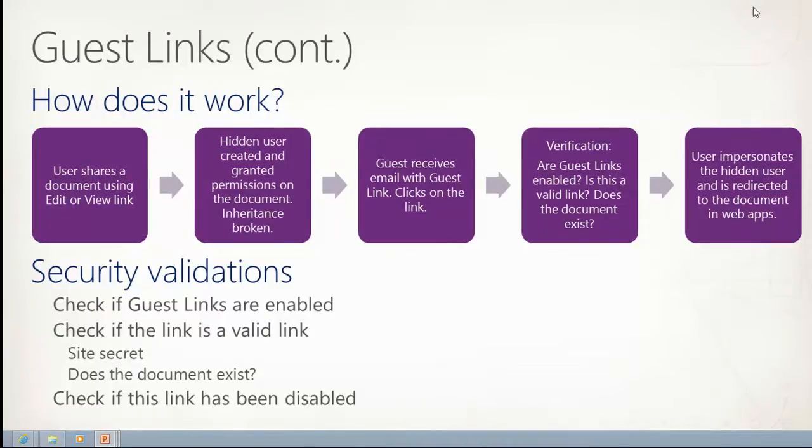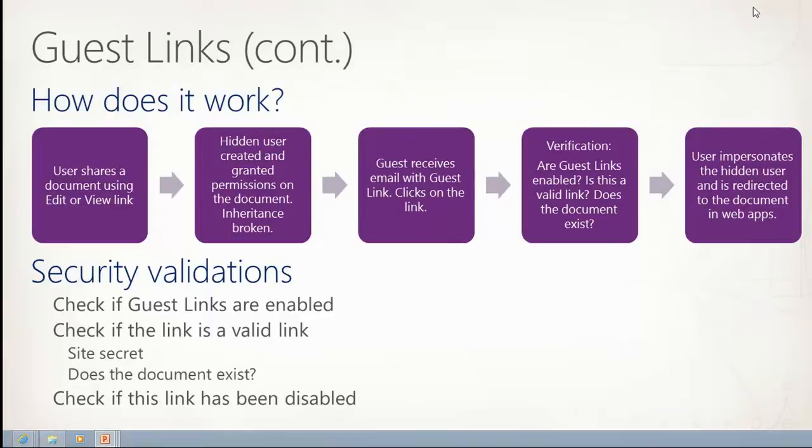In terms of security validations, again, we have spent a lot of time thinking about the security of it. We have done threat modeling. A lot of effort has gone into all this. So we check if guest links are enabled at the site collection level, and if guest links are enabled at the tenancy company level. If both are fine, then we check if it's a valid link. There are two parts to this. First, as Mary showed, you can actually disable a particular link. So you can go to the link and say, well, I want to kill this link. If you kill that link, it's not going to work. So we check if this link is actually a live link or if it's a dead link.